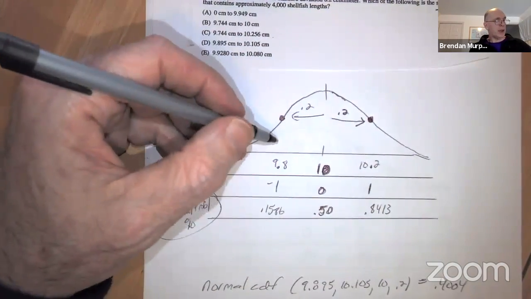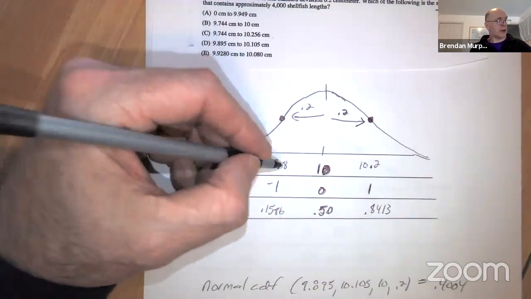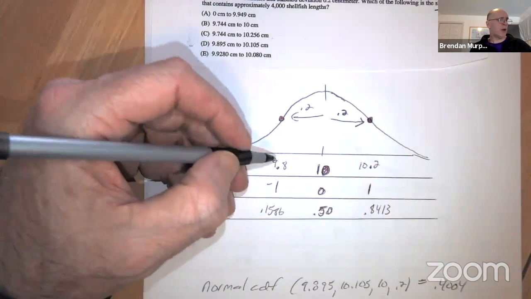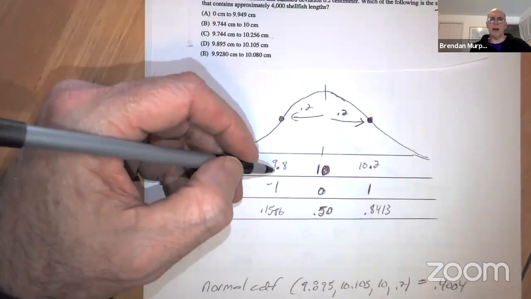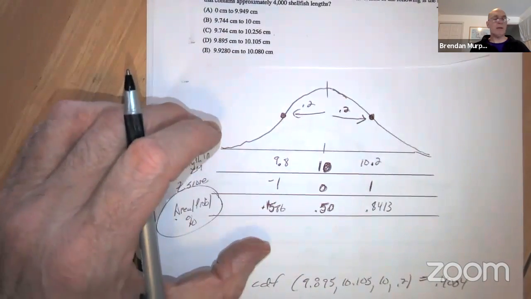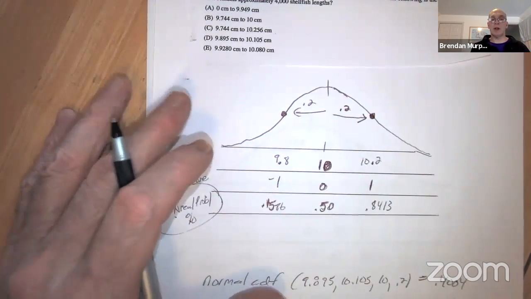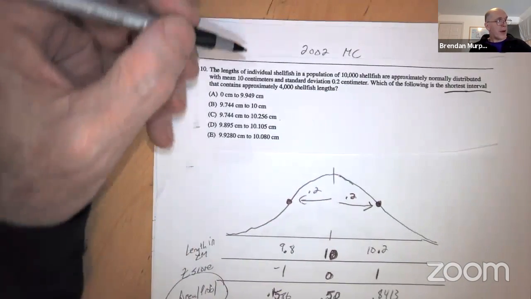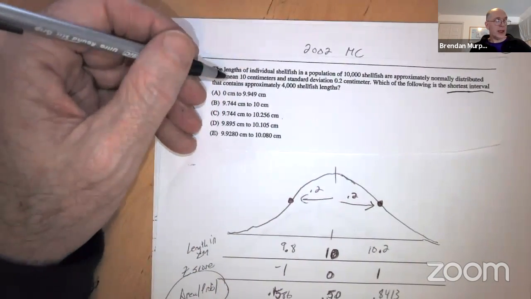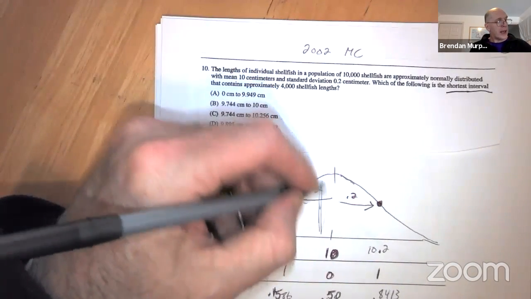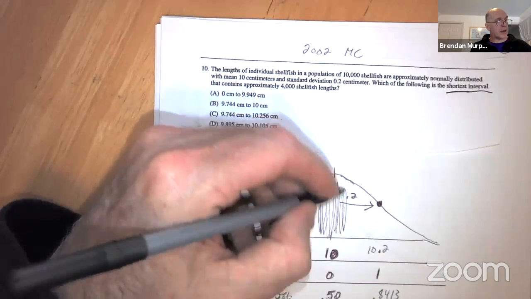And again, if I subtract 0.2, or one standard deviation, I'm at 9.8 centimeters. I'm one standard deviation below the mean, and I'm around the 15th or 16th percentile. You'll see me do this on every problem, and it really helps my students sort of get into the problem. So this problem specifically asked for the shortest interval, and so hopefully logic dictates that it's probably going to be centered around the mean.